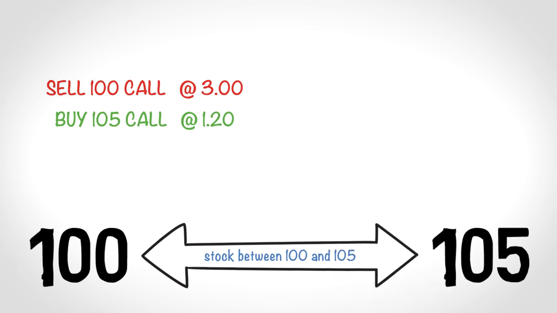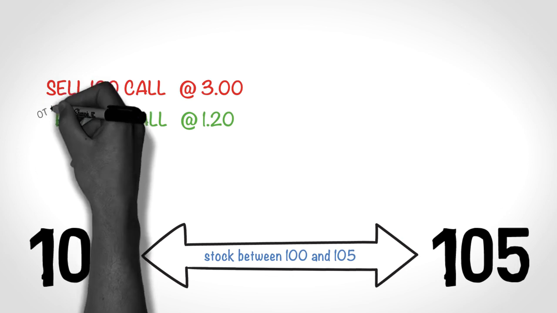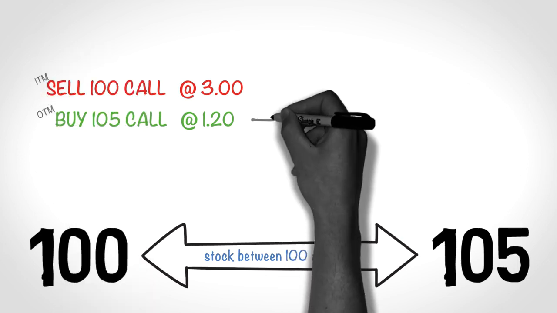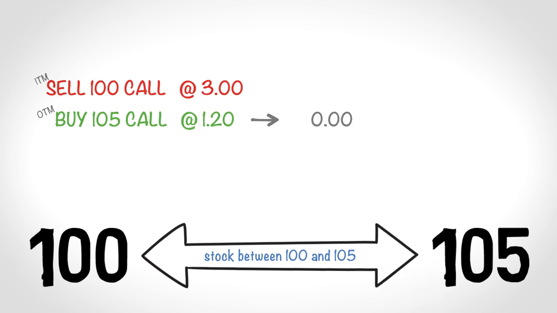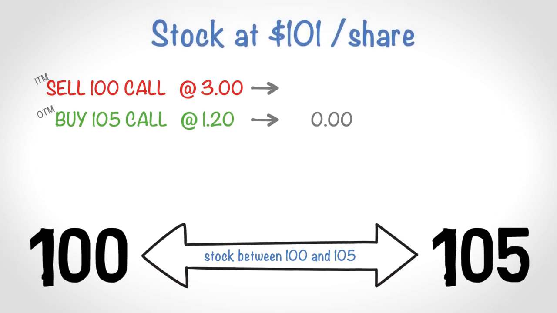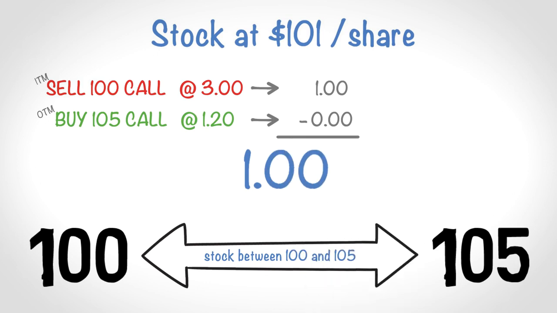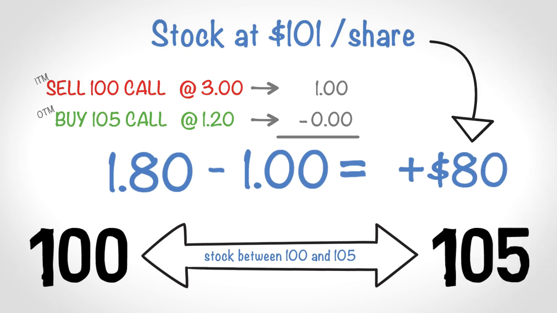Well, in this case, the 105 strike call will be out of the money and the 100 strike call will be in the money. So the 105 call will be worthless and the 100 strike call will be worth the difference between the stock price and the strike price. If the stock is at 101, for example, then the vertical spread as a whole will be worth $1. And of course, if we sold at 180 and closed it at 1, then we made $80.